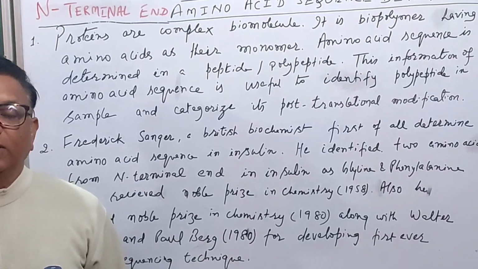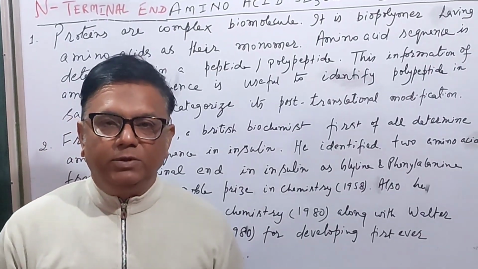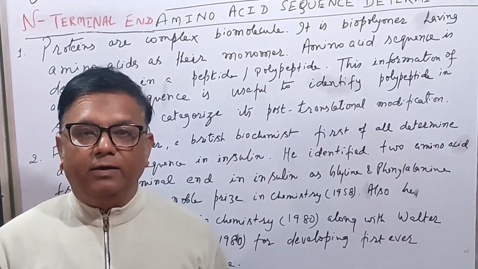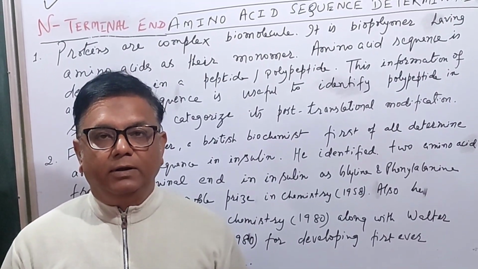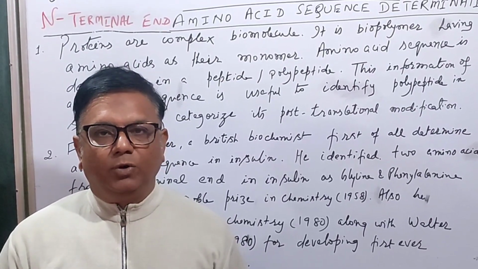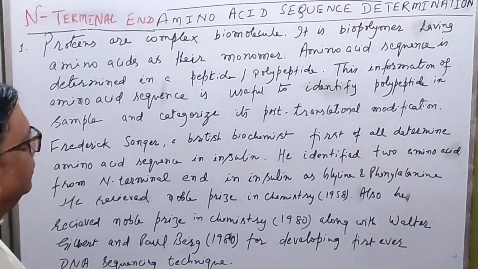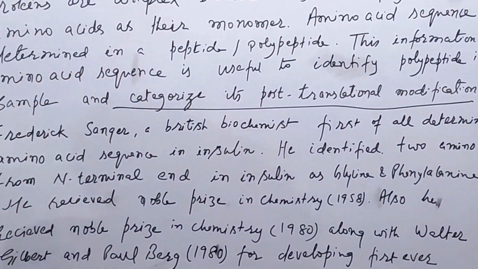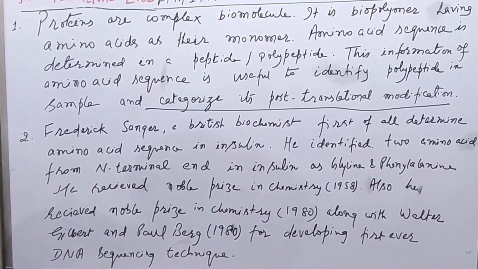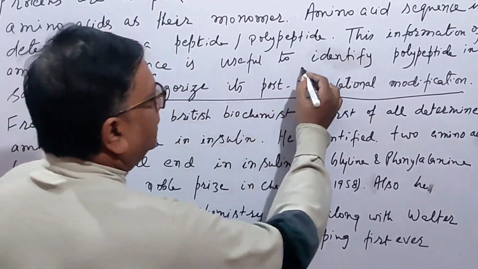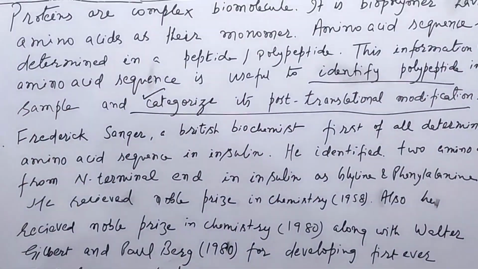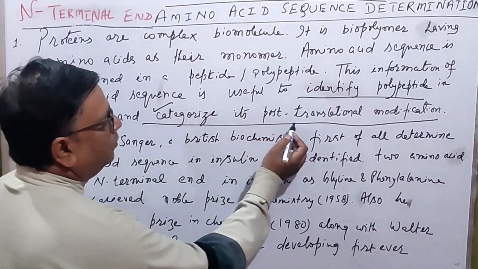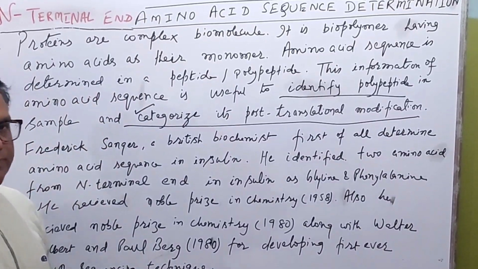Obviously, amino acid sequence determination or identification in a polypeptide will characterize and identify the polypeptide, and also its post-translational modification. So this is the importance: it helps in identifying a polypeptide, and it also categorizes its post-translational modification.